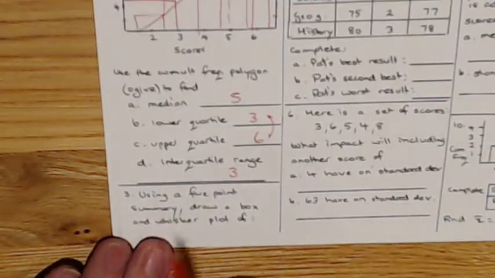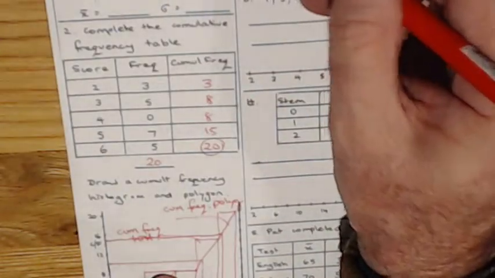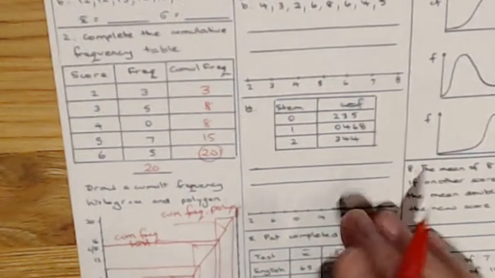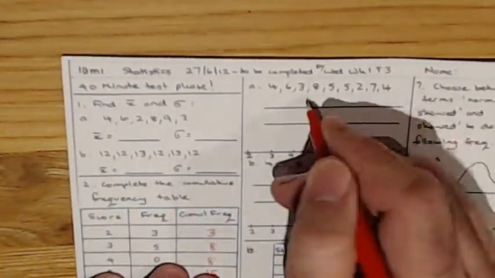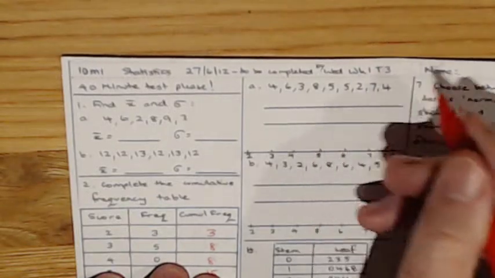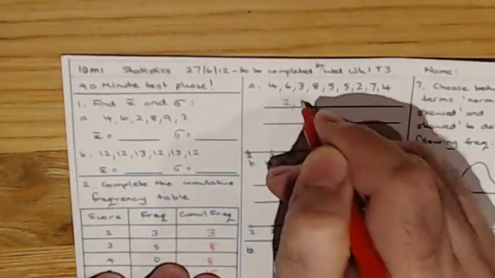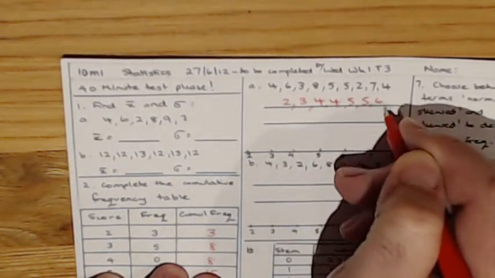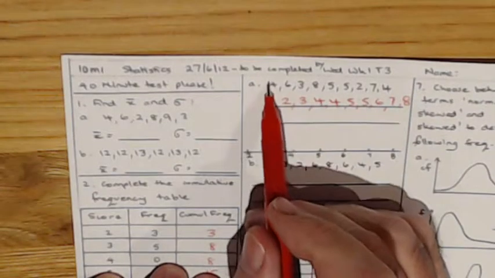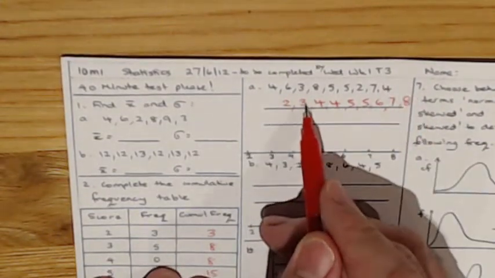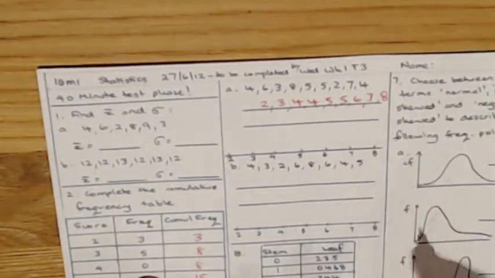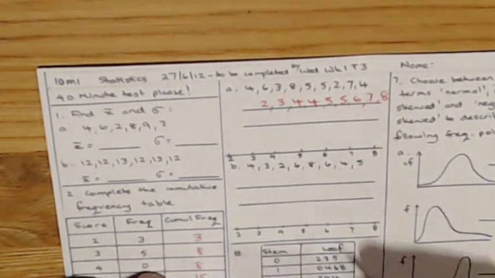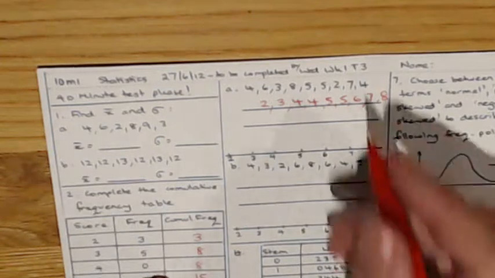Using a 5-point summary, draw a box and whisker plot of these 9 scores. The first job is to rearrange these in ascending order. So we start with a 2, and then a 3, and then a 4, and then a 4, and then a 5, then a 5, then a 6, then a 7, then an 8. Now, remember I had 9 scores there. Make sure we've got the 9. We do. Now, the first job is to find the median.